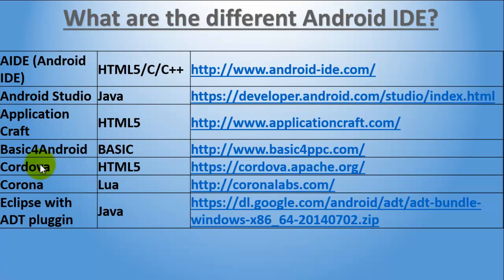So Cordova here, Cordova is used to develop a hybrid app. So you can develop a hybrid app using this Cordova IDE. The link to download the Cordova IDE is given in this link. Okay. Eclipse with ADT plugin is also one of the familiar IDEs that is used, that was recommended by Google earlier.